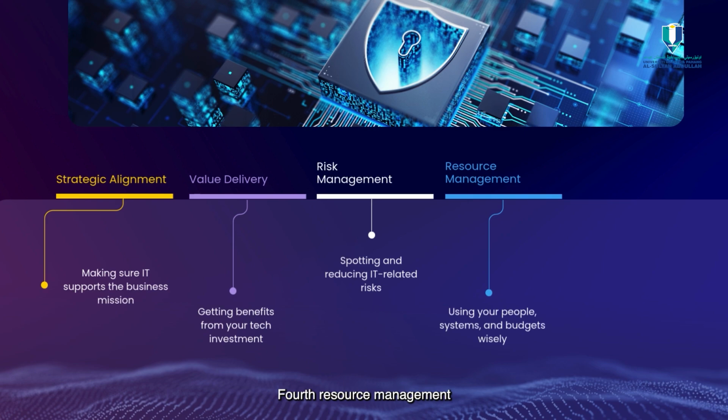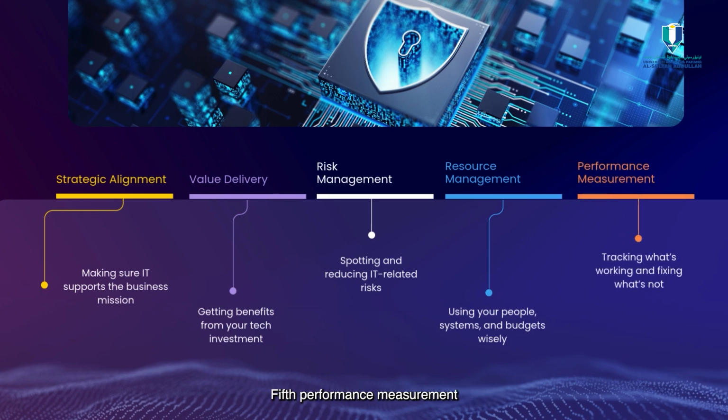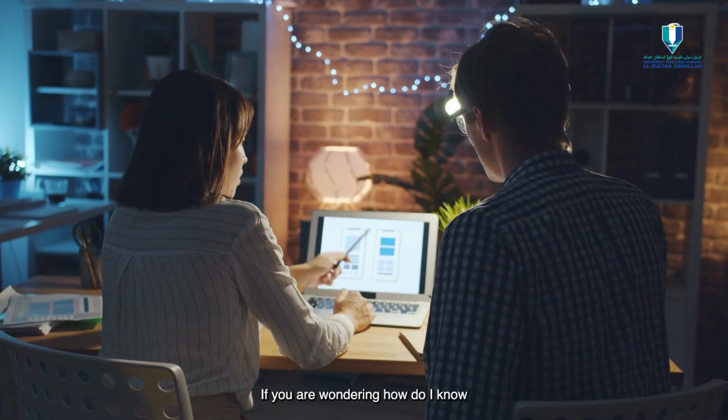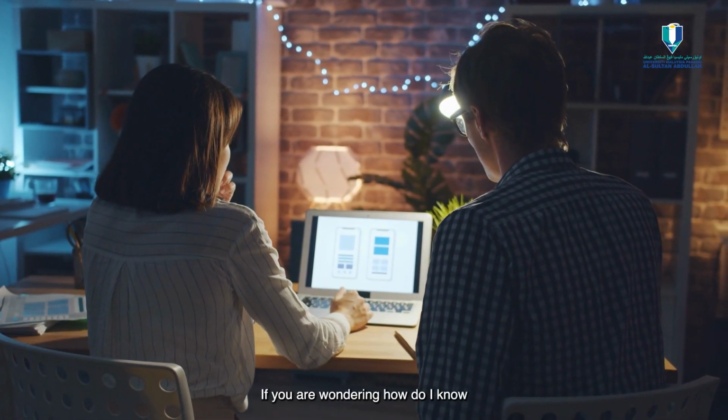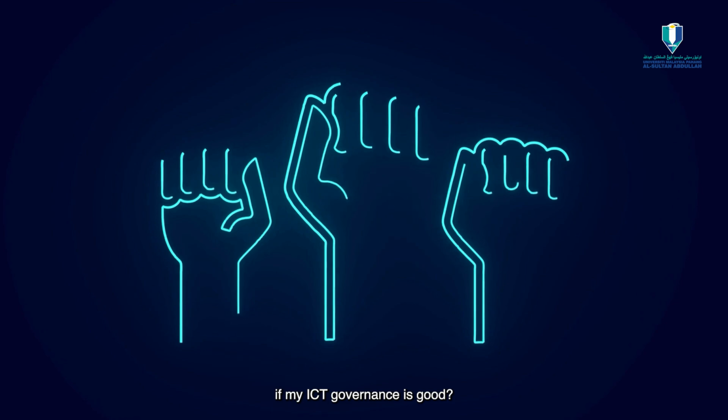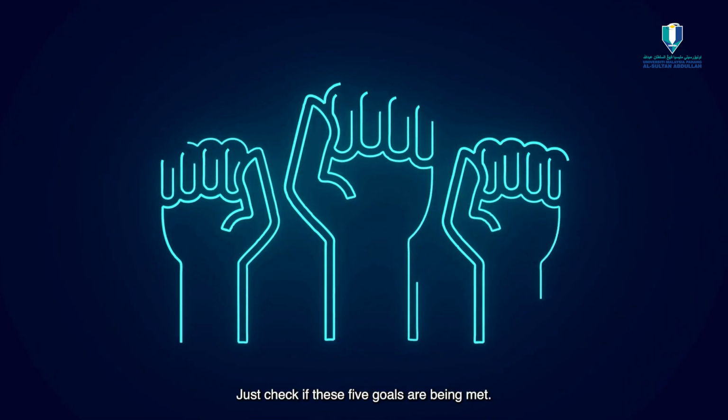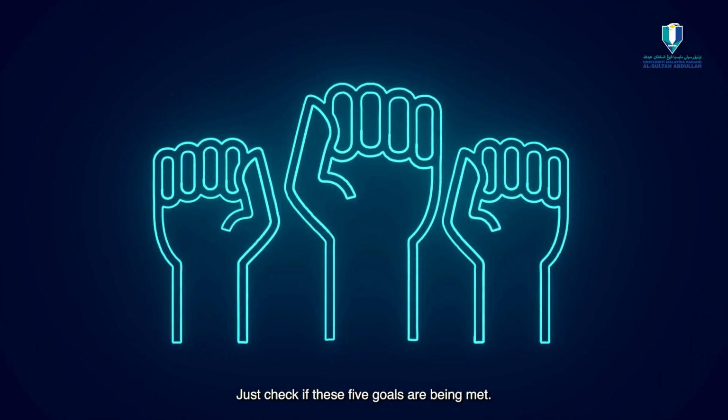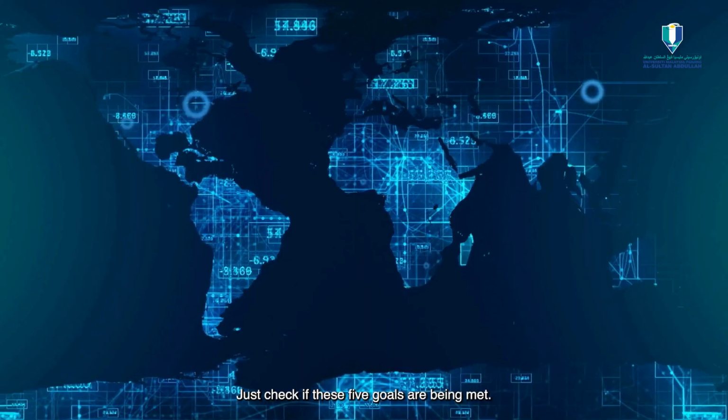Fourth, resource management. Using your people, systems, and budgets wisely. Fifth, performance measurement, tracking what is working and fixing what is not. If you are wondering, how do I know if my ICT governance is good? Just check if these 5 goals are being met.